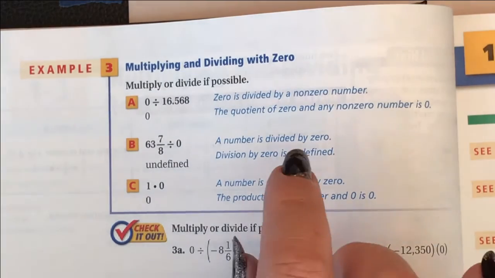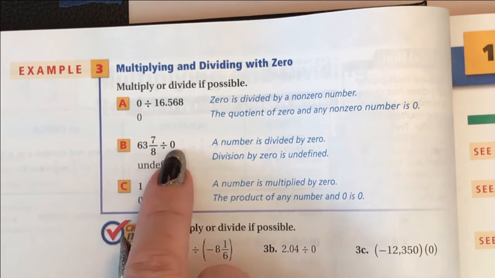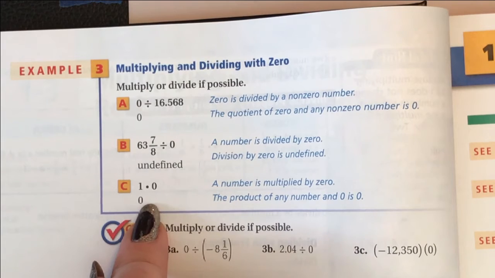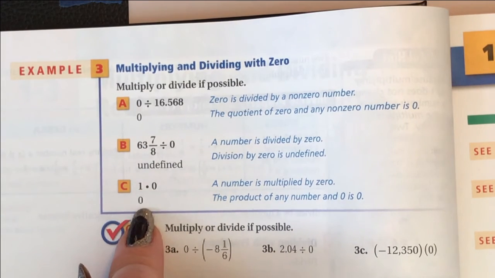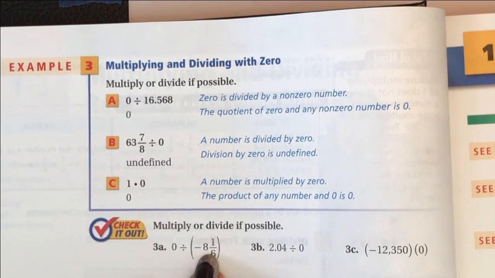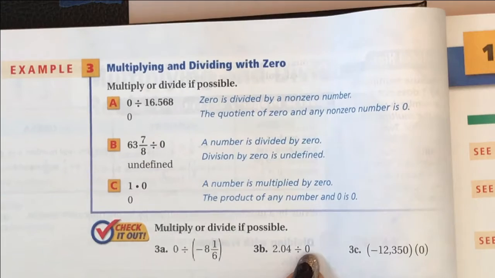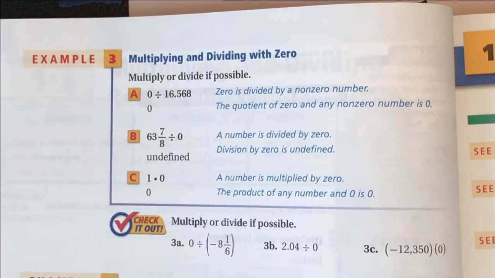When we look at example 3 in the book, we see 0 divided by anything is 0, and anything divided by 0 is undefined. So anything multiplied by 0 is going to be 0. So as we're doing the check it outs, 0 divided by anything is 0. This one will be undefined, and multiplied here, this answer is going to be 0 as well.